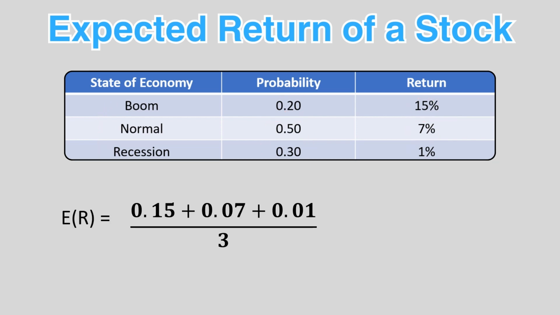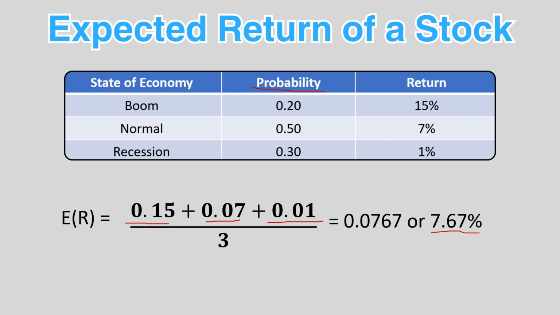Just before I show the proper way to do this, I'm going to go over a very common mistake that students sometimes make when given a problem like this. They ignore the probability of each of these returns actually happening. So in other words, they add up the three different returns, the 15% return, the 7% return, and the 1% return, and divide by 3. They find the simple average, and when you do that, you get an expected return of 7.67%. Now this is not correct in a scenario like this.